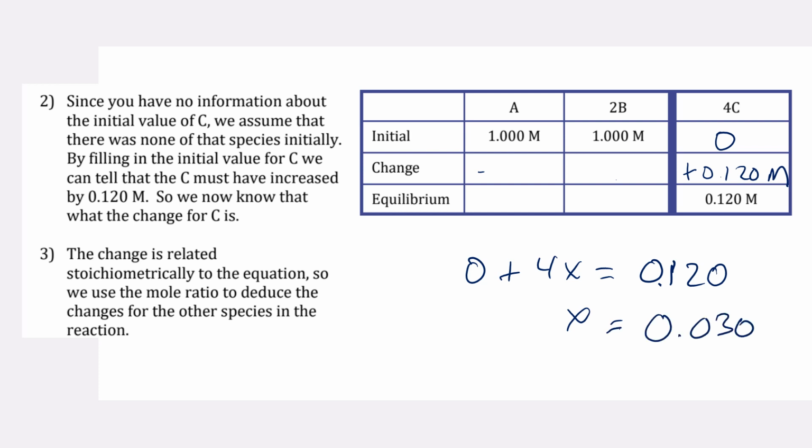That means that all of these other things, A is going to decrease by x, and then my other reactant is going to decrease by 2x, since my product increased by 4x, so to speak. So if x is 0.030, I'm going to subtract that out from here, and I'm going to subtract 2 times that, so negative 0.060. Then I'm going to end up with 0.970 molar, and then 0.940 molar for my other reactants.